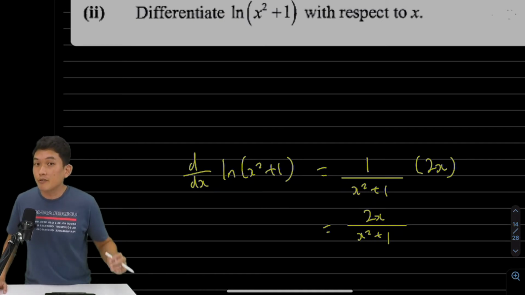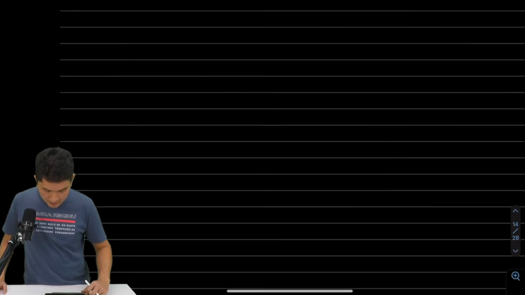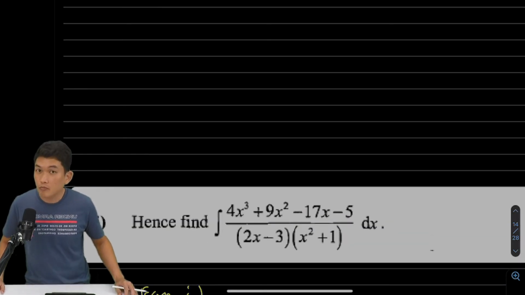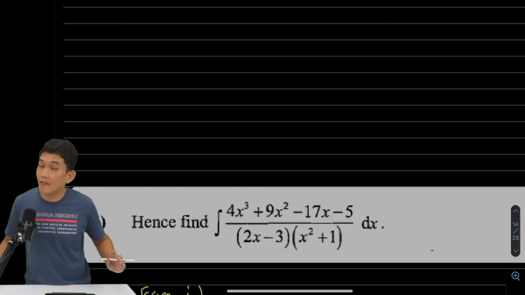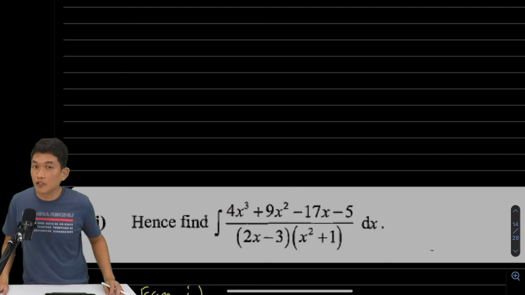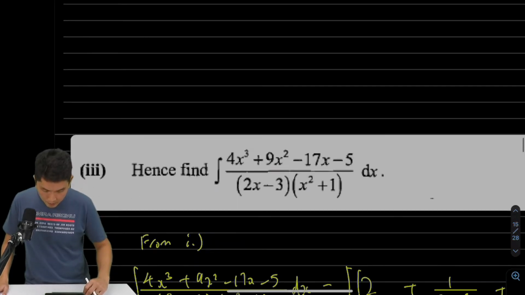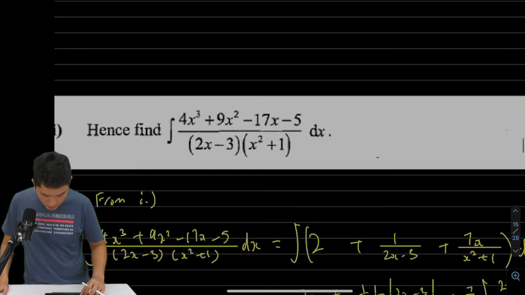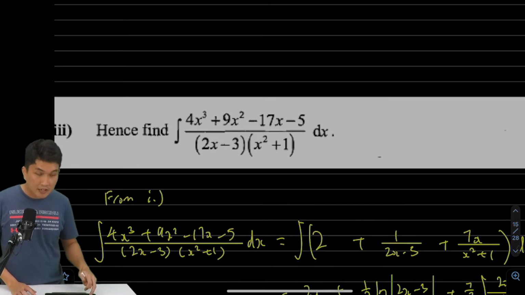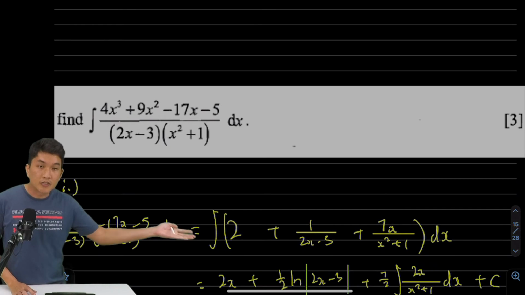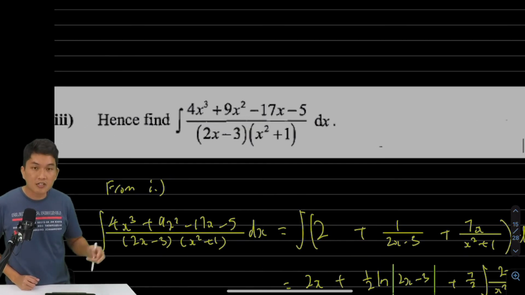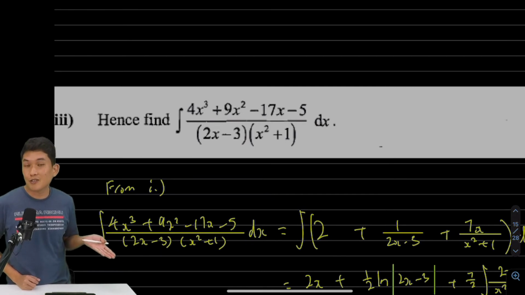Now let's look at part 3. Part 3 says we have to integrate this thing. Looks familiar? It should, because it's from part 1, and we have actually decomposed this improper rational function in part 1. So I can say that from part 1, this is what I know. To integrate this thing over here is the same as integrating this thing over here, because they are the same thing.